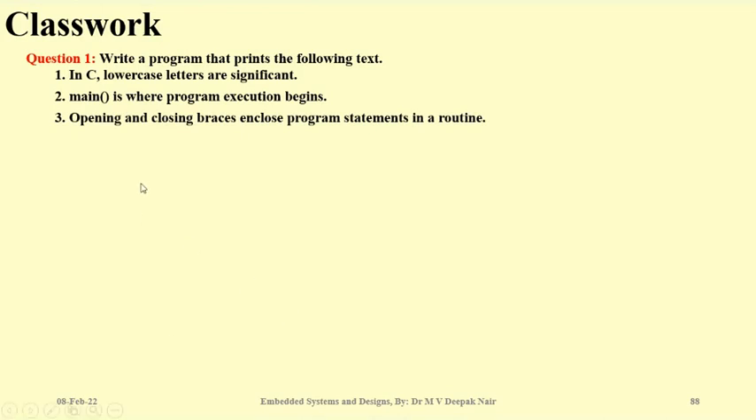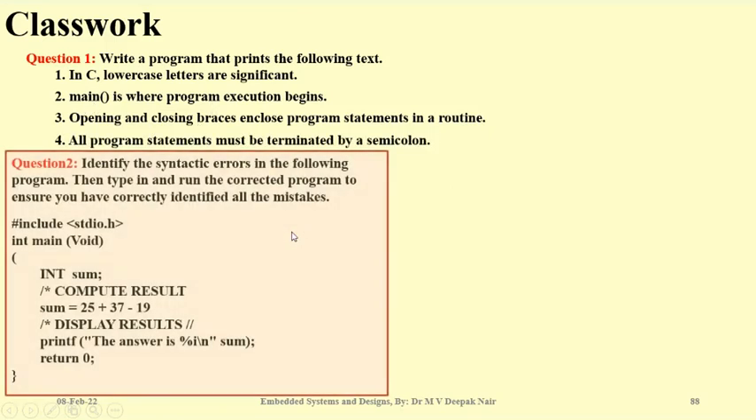Write a C program to print this: C, comma, lowercase letters are significant. That means C is a case sensitive language. So you just have to print it. With printf and double quotes, you can just write this. Secondly, print the following: main is where program is executed. So this is your program to be written. Within the printf double quotes, you can write these things. It is not that difficult.